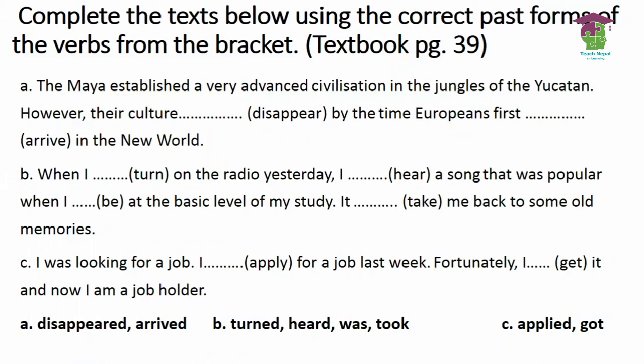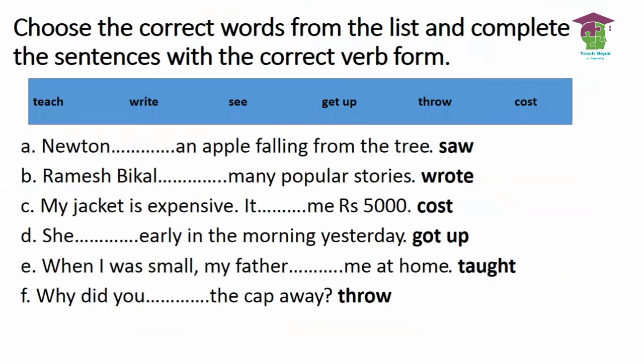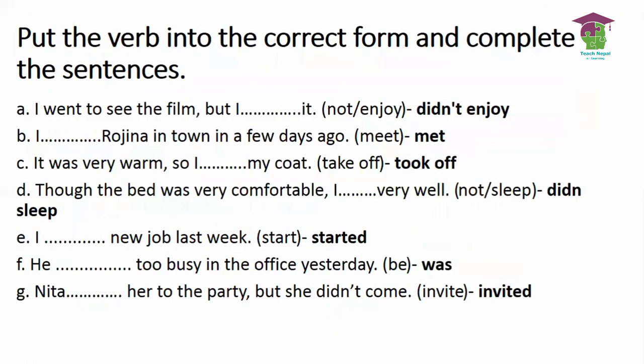Complete the text below using the correct past forms of the verbs from the brackets. Number A, B, C. I've written the answers here. The Maya established a very advanced civilization in the jungles of the Yucatan. Right, in this way, please find the answers. Next here, you have to choose the correct verbs and write the correct past forms there. And I have written the answers on the side that you can see.